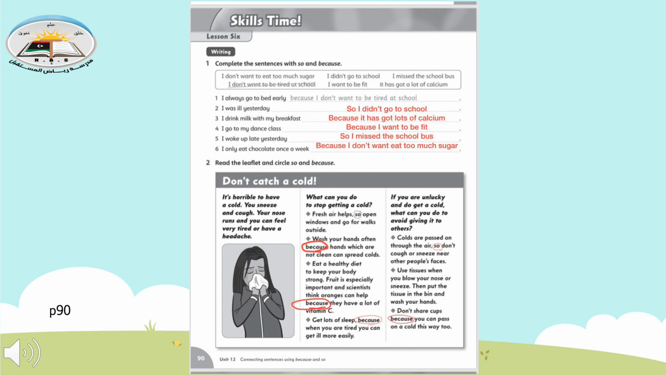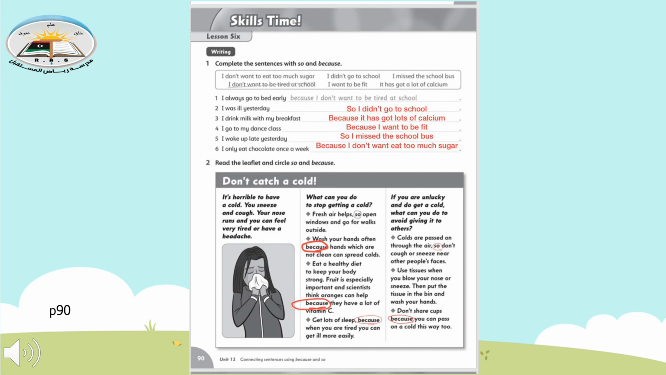Okay, so we have number 1. I always go to bed early. The answer is because I don't want to be tired at school. Because is used with a reason. Okay, so number 2, I was ill yesterday. The answer, so I didn't go to school. So is used with a result.